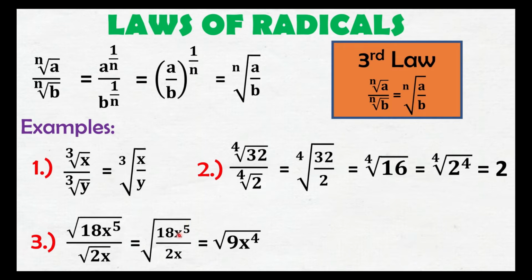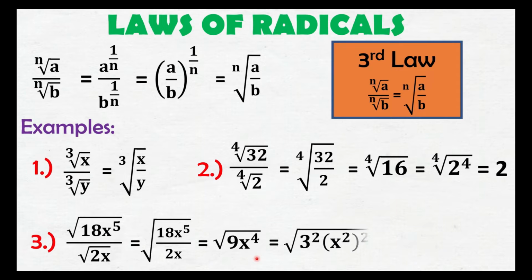So, that is 5 minus the invisible 1 na exponent. So, 5 minus 1, that is 4. Kaya nakuha natin yung x raised to 4 dyan. And then, hindi pa yun yung final answer natin. Since si 9 ay perfect square at itong x raised to 4 is malalabas din natin yan.